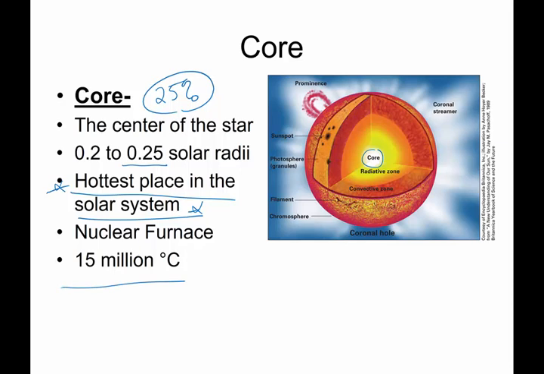At that point, the difference between Fahrenheit and Celsius really doesn't matter that much. It's just really, really hot. And that's where the nuclear furnace is that produces all the heat and all the light that actually allows for life on planet Earth.